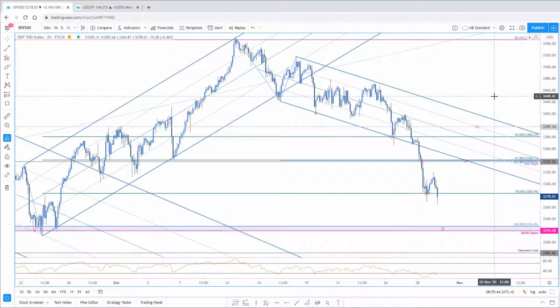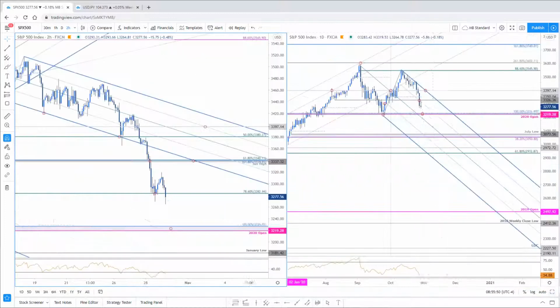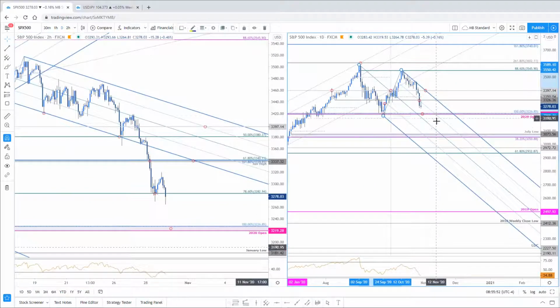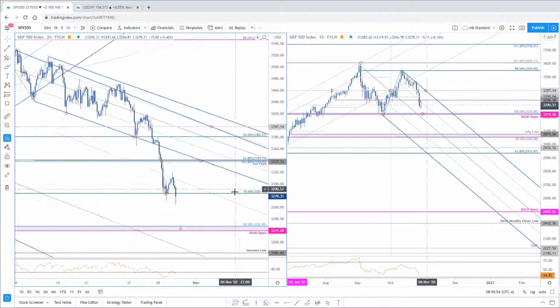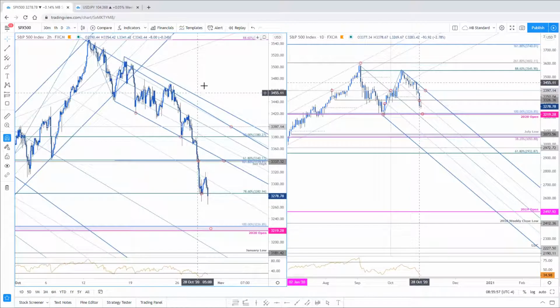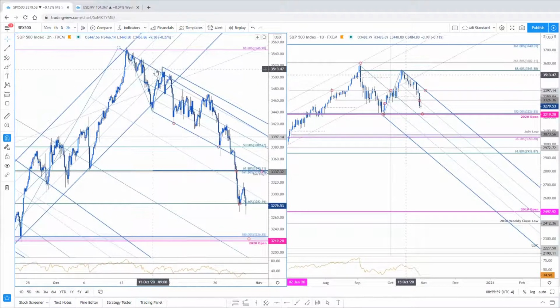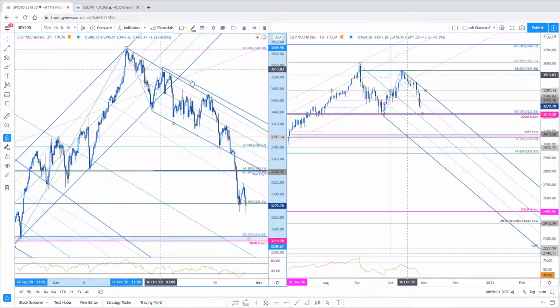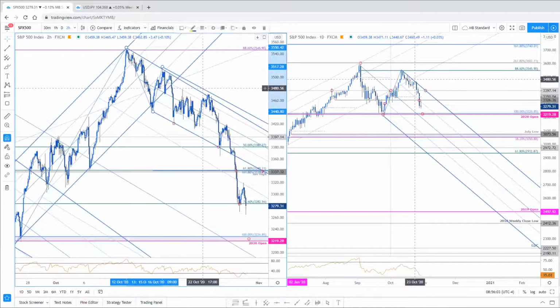All right. Any questions on that front for the SPX? So here's the operative slope we're working with on the daily chart, just as a reference. Clean that up a bit.